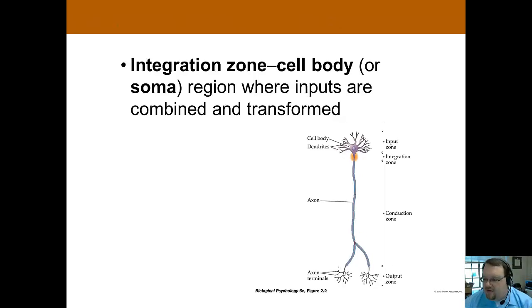There's also the integration zone, so that's here at the very base of the cell body. And this is the part where all the messages are combined and transformed. So basically, this is the place where all the either excitatory or inhibitory messages are brought together, and it's determined whether there's sufficient stimulation to cause the neuron to fire. As we'll be discussing, the neuron is an all or nothing thing. So it fires or it doesn't. So it's figuring out, is there enough stimulation to cause this firing?